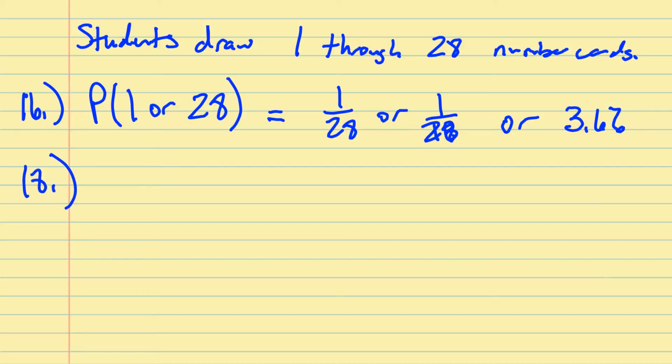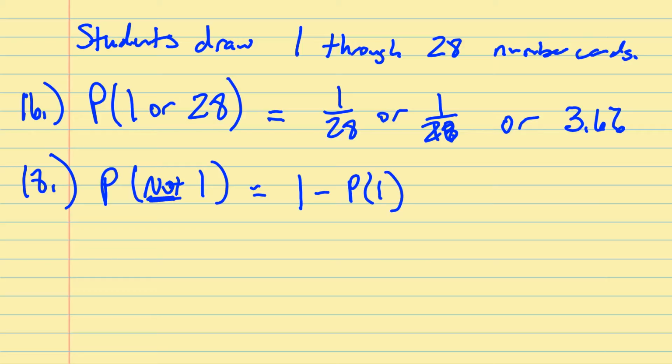18. Probability of not 1. Remember, the probability of not 1 is 1 minus the probability of 1. So not is 1 minus. So when you see that word not, you think of 1 minus the probability of 1. So I do 1 minus 1 over 28, or it's just going to be 27 over 28, which is about 96%.